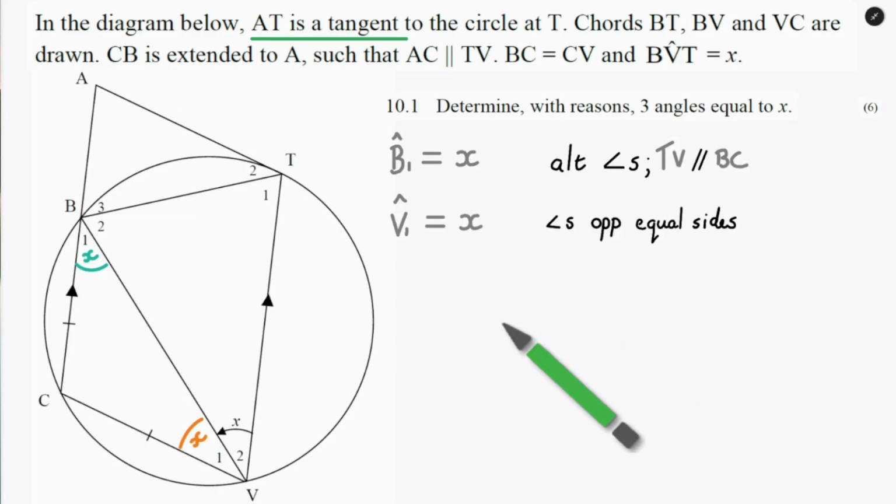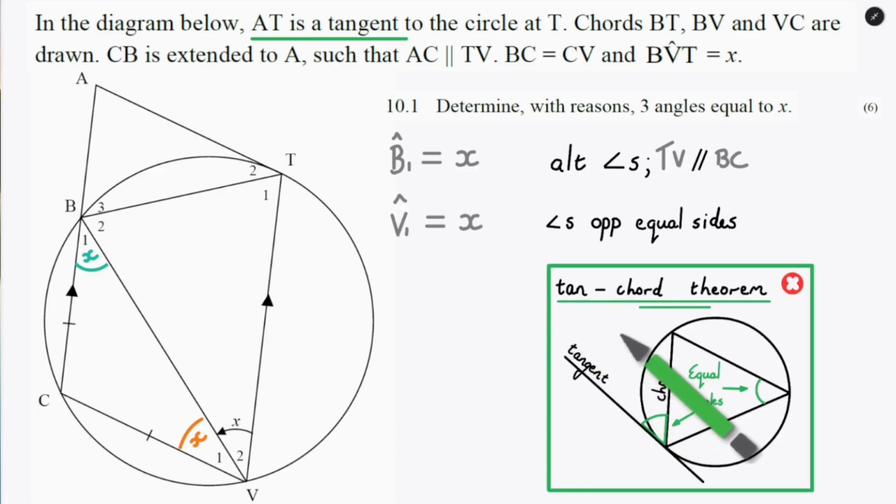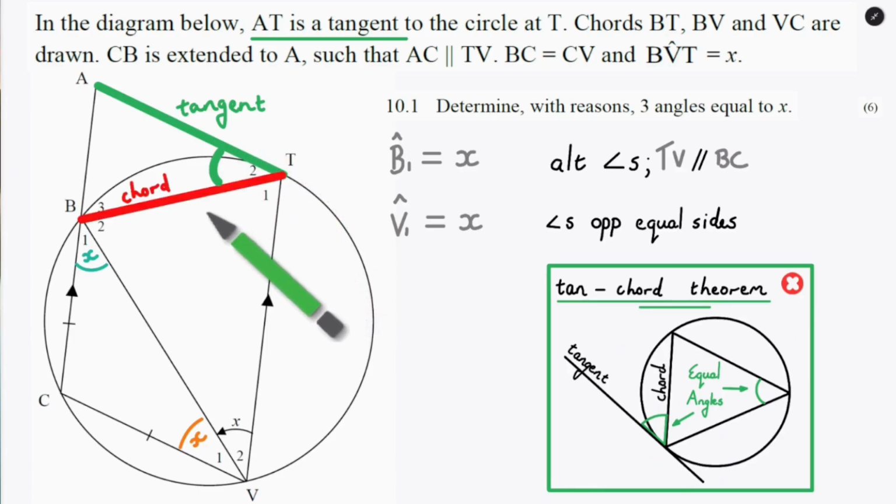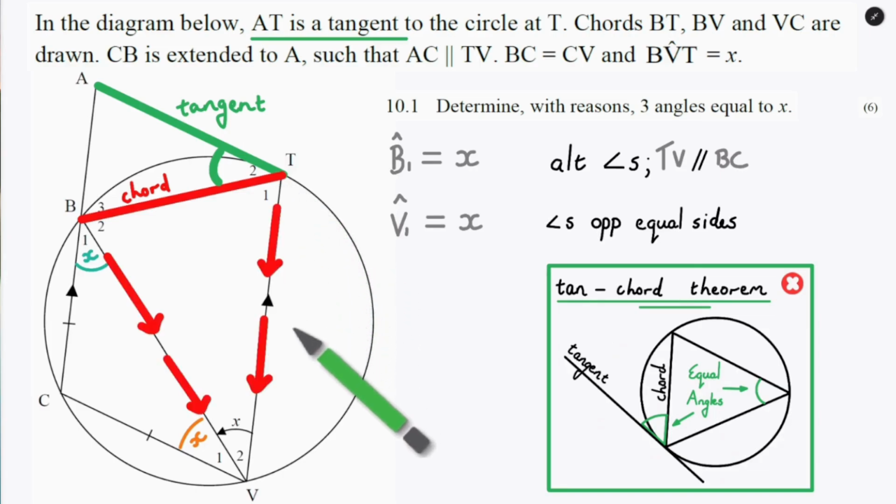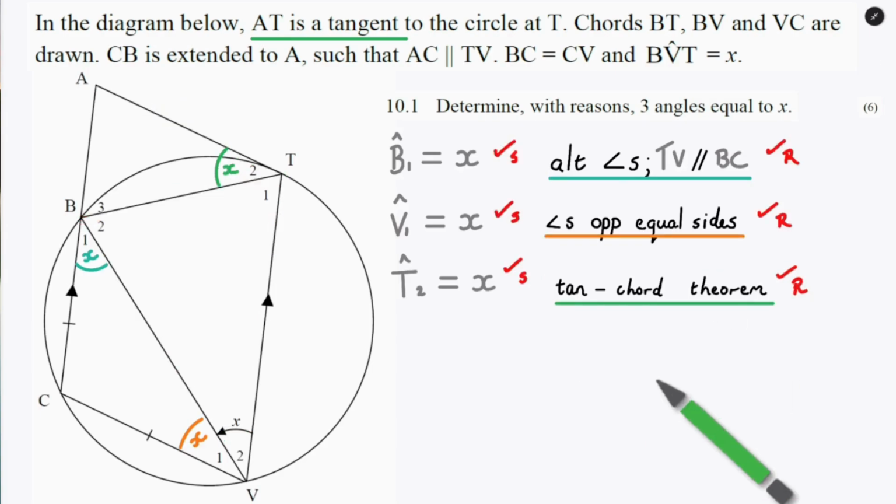To get this last sneaky little x, we have to use the tan chord theorem. How we utilize it is we look for this angle, the angle in between the tangent and the chord, and then we go to either end of the chord, follow that down, and down some more, and we get an angle that is equal to this angle between the tangent and chord. So we know that these two angles are equal. So T2 is also x, and our reason is the tan chord theorem. And you get 3 marks for reasons over here, and 3 marks for your statements.